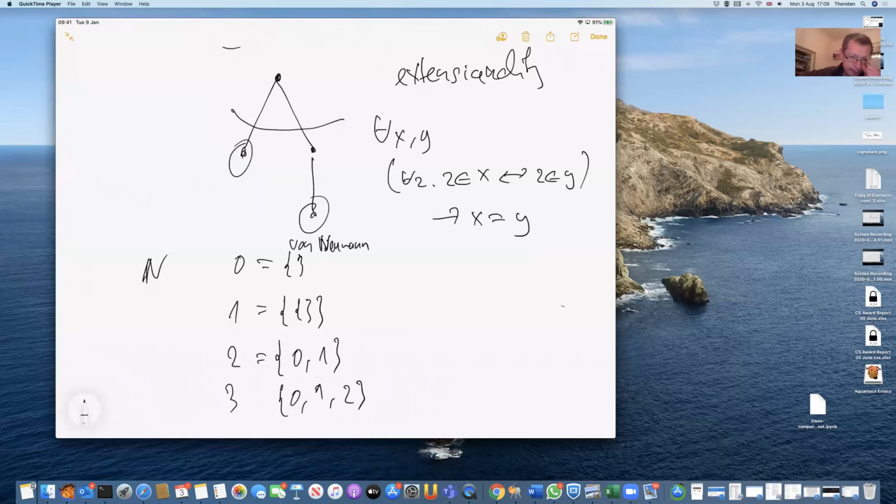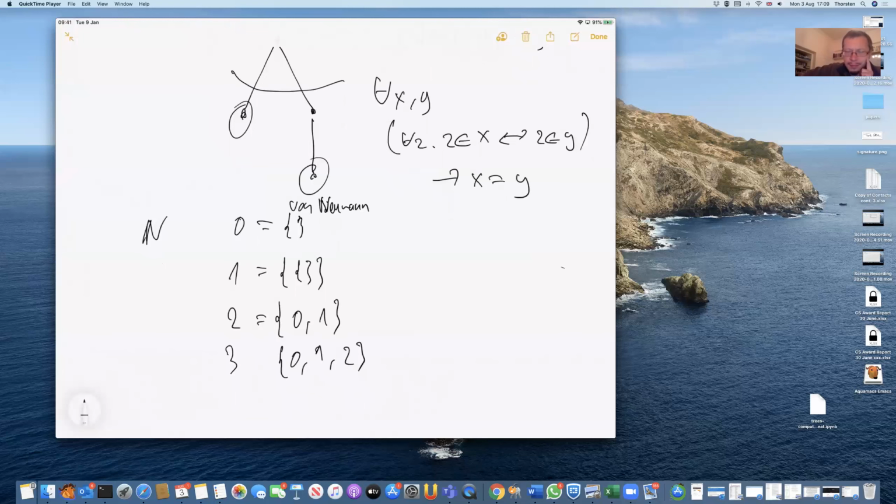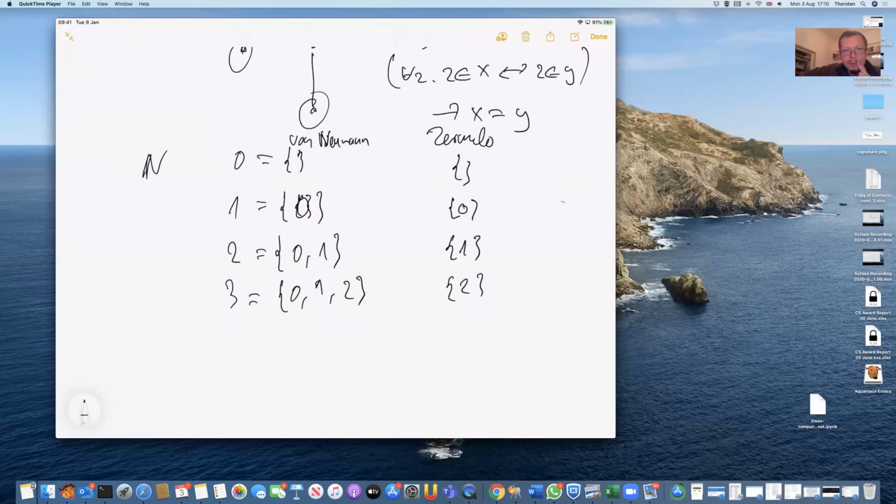But now there is another one by Zermelo. So it starts the same way. This is the same, zero just contains the empty set. But then two just contains one, and three just contains two. So I should really give them different names. This is zero von Neumann, and this is zero Frege. So zero Frege and one Frege are the same, but two Frege is already different.